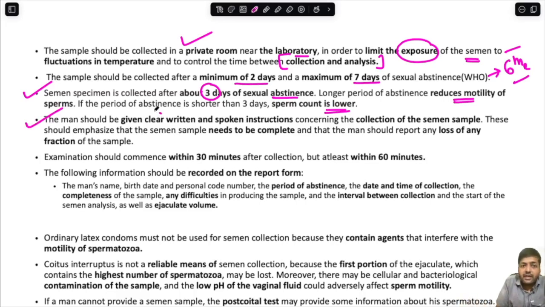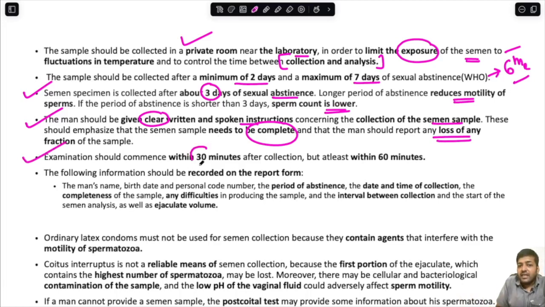The man should be given clear written as well as spoken instructions concerning the collection of the semen sample. These should emphasize that the sample needs to be complete and that the man should report any loss of any fraction of the sample. Why is it so? Remember, the first part of the semen sample that comes out is usually the most concentrated. Suppose that person did not hold the container properly and the first part was lost. If the person does not report it, then he might get a falsely lower count of the sperms. So this is the reason that you should always give proper instructions to the person.